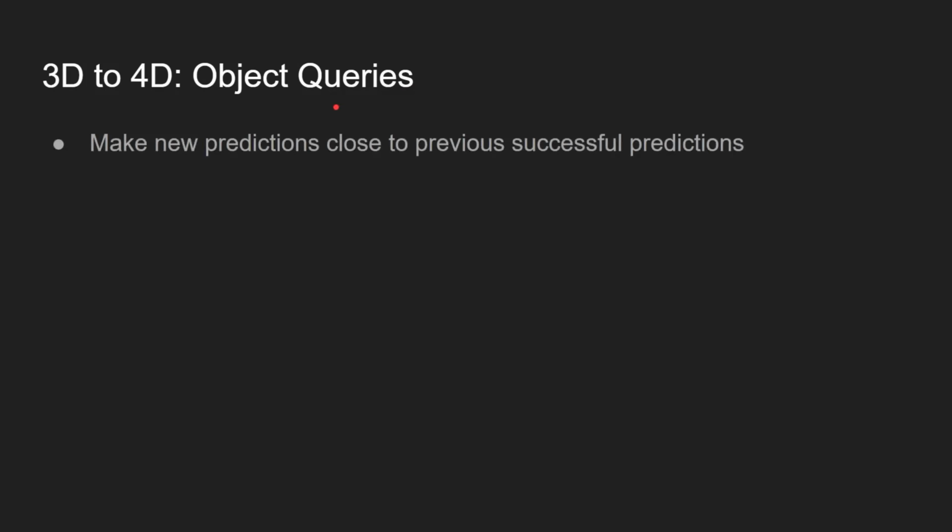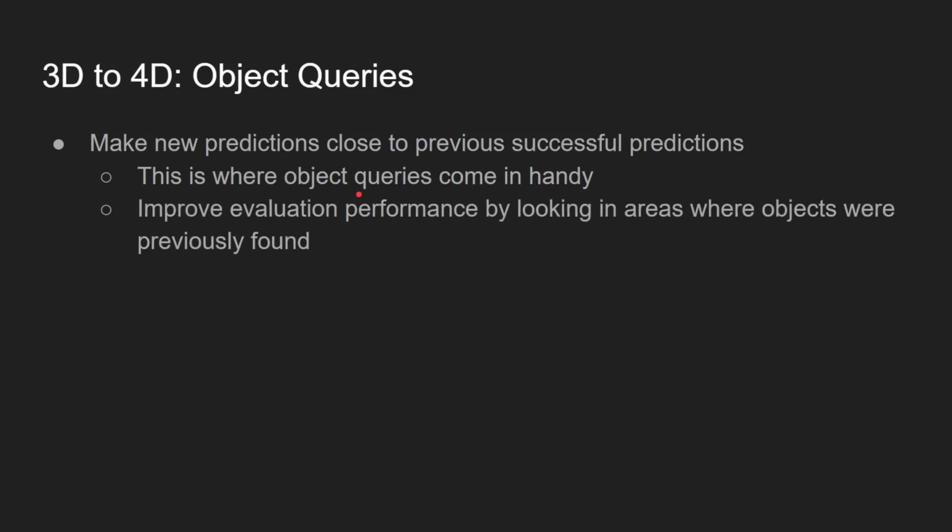As a good rule of thumb, what we're trying to do is make new predictions close to previous successful predictions, because we hypothesize we'll end up with a better result. This is where the object queries come into play. The object queries in the decoder are actually just positions picked out of the initial point cloud. So we can update them and tell the model where to look in the next frames based on previous predictions. The goal is to improve evaluation performance through that process.